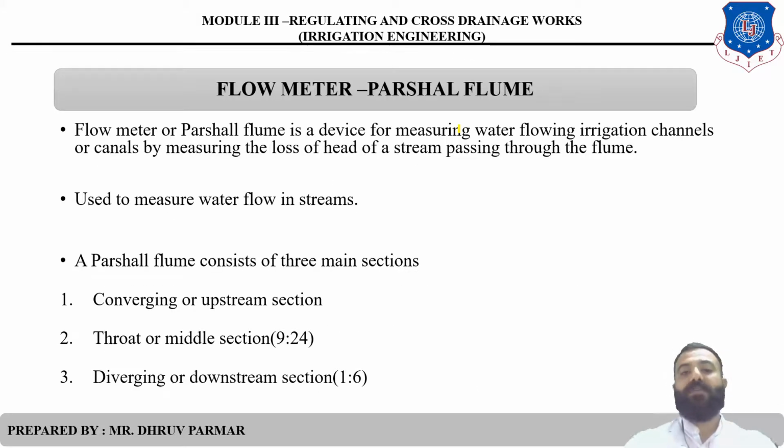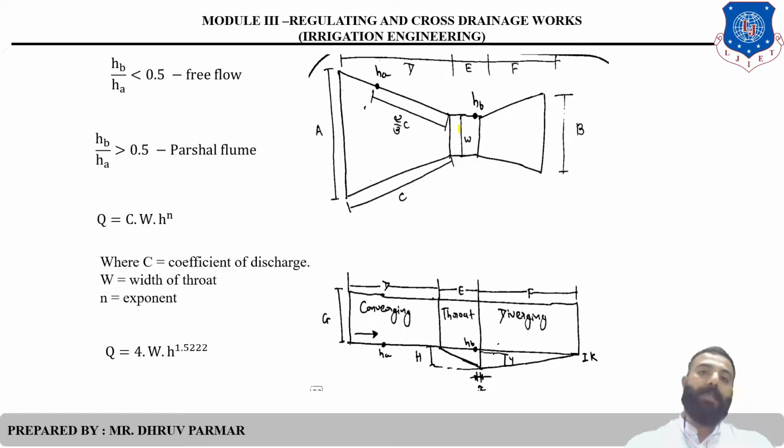What are the slopes? Converging or upstream section, in the throat the slope is provided 9.24, and in the diverging or downstream section the slope is provided 1.6. Clear? HB means the head of the divergence section, and HA the head of the convergence section. When HB divided by HA is less than 0.5, that flow is called free flow. When HB divided by HA is greater than 0.5, that is called partial flow.